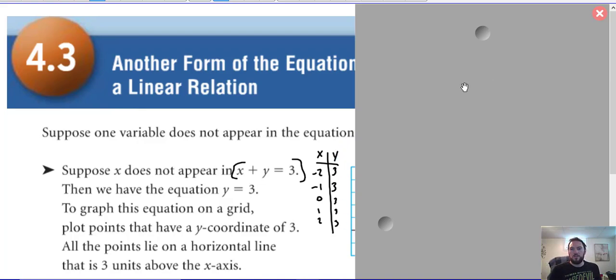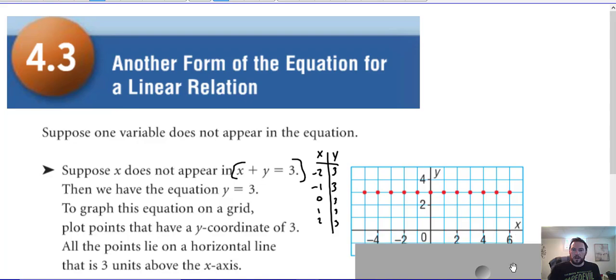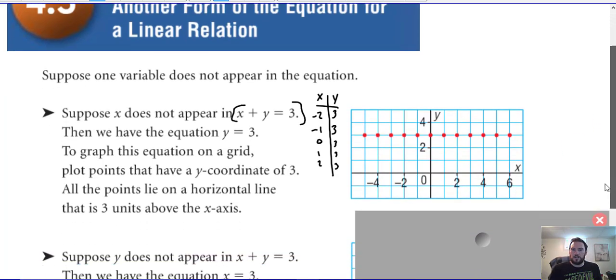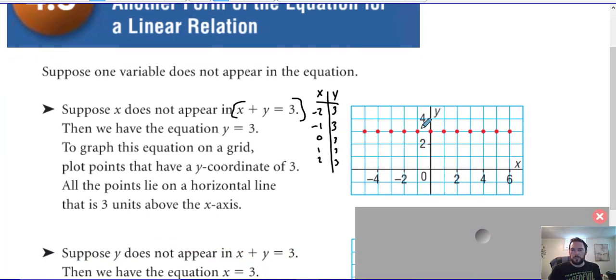of 3. So what does that look like? Well, it looks like a horizontal line. It looks like this. It looks like a line that passes through my y-axis at 3. So whenever I see the line y equals 3, it's a horizontal line.